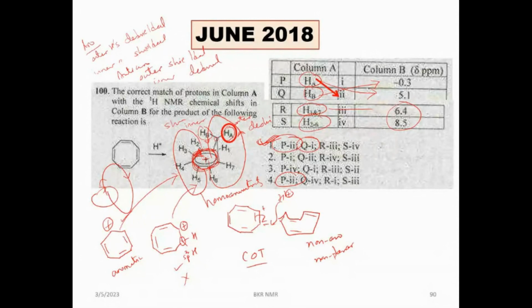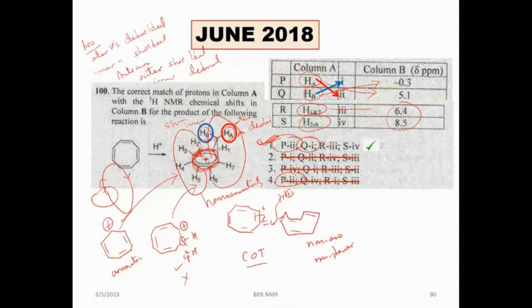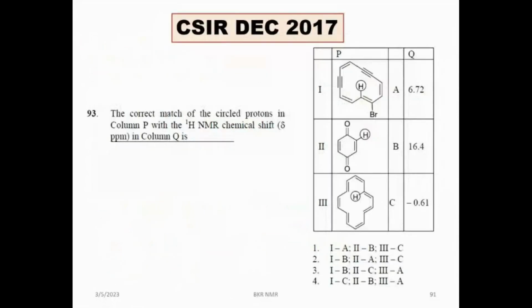So HA is de-shielded. It is having 5.1. So option 2 and 3 will be ruled out. Then HB will be shielded. Therefore, option 3 will be ruled out. Sorry, option 4 will be ruled out. And then you have option 1 as the right answer. Okay. So using P we rule out two options, using Q we rule out the third option, then the fourth option, and based on that, we find the right answer. Okay. Next problem.